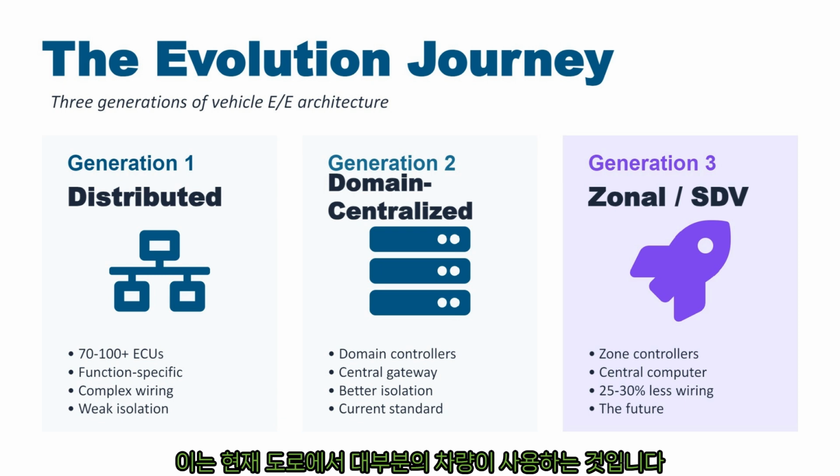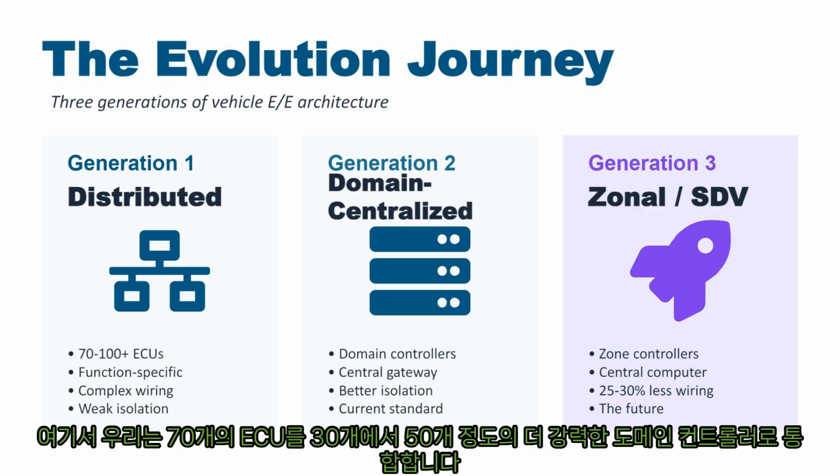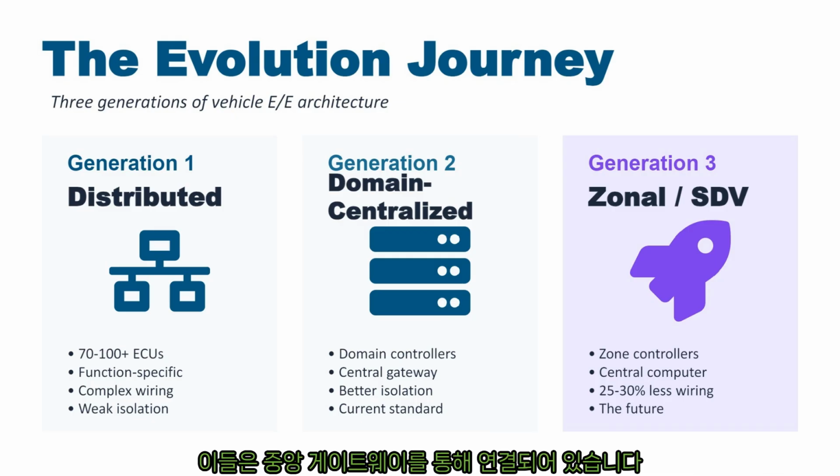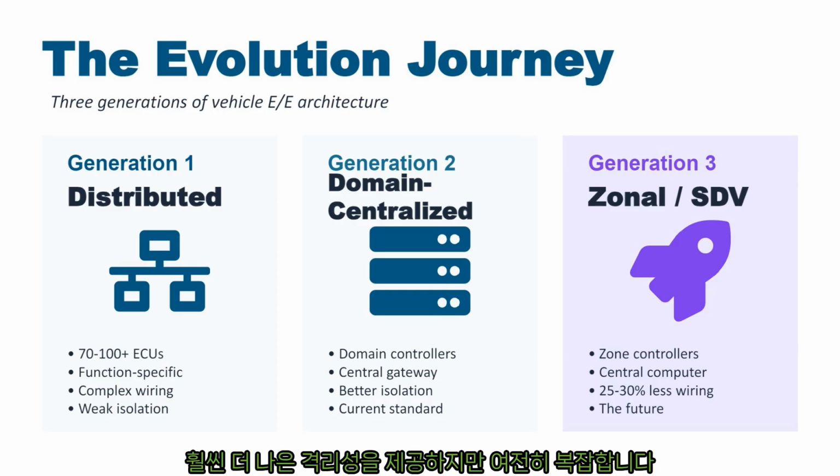Generation 2 is domain-centralized architecture, and this is what most vehicles on the road today use. Here we consolidate those 70 ECUs into maybe 30 to 50 more powerful domain controllers. You have a powertrain domain, a chassis domain, a body domain, an infotainment domain. They're connected through a central gateway. Much better isolation, but still complex.